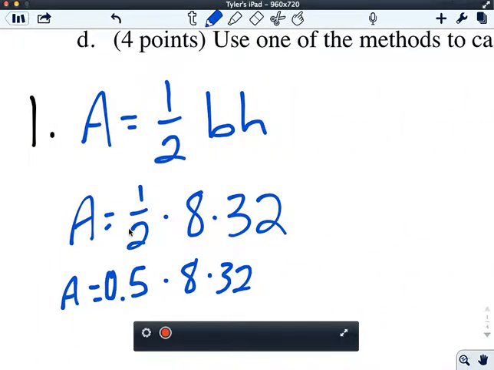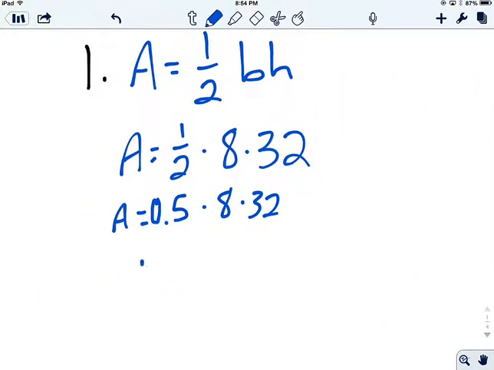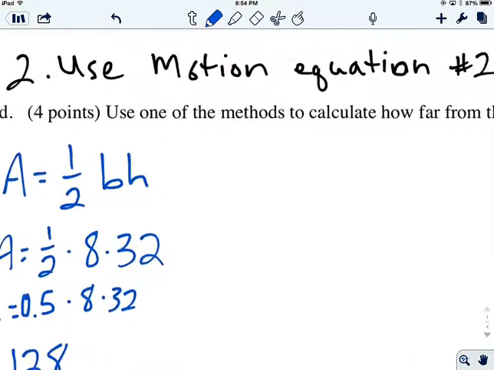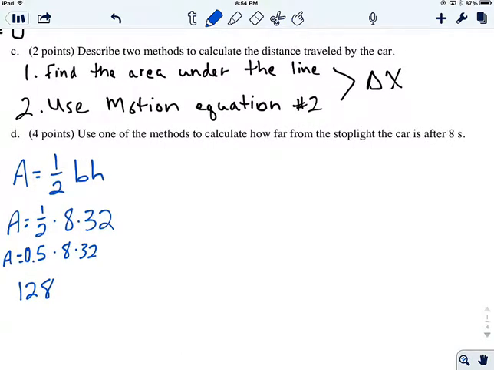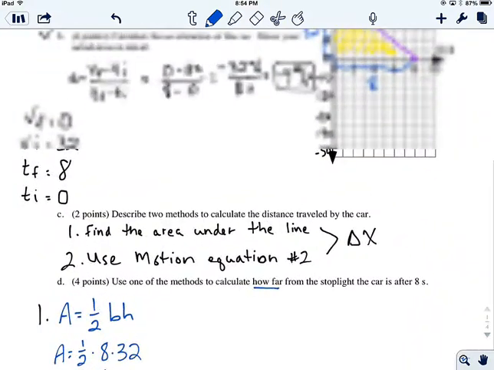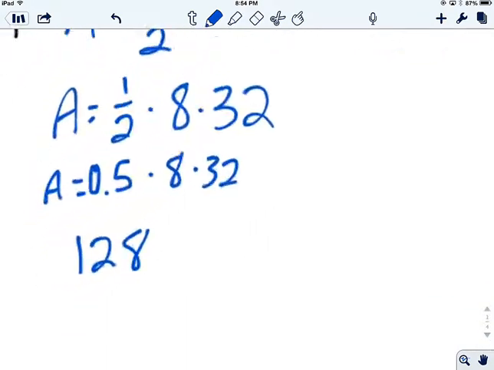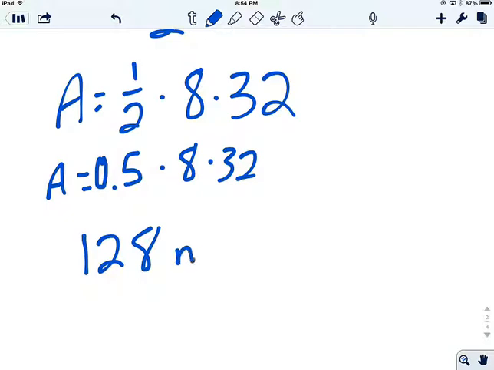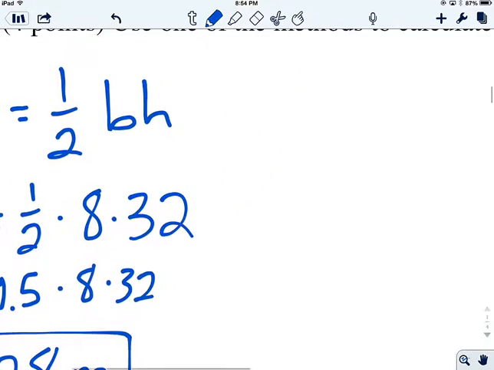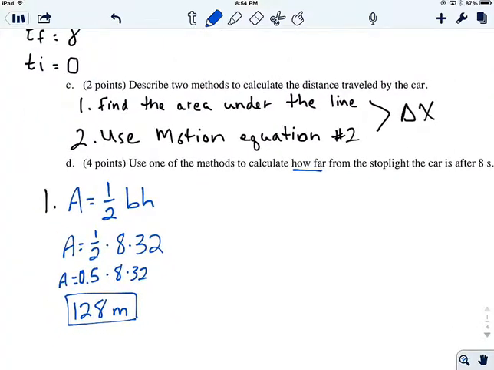So my answer here is 128, and that's how far from the stoplight, so it's got to be a distance. This thing was in meters per second, so that's going to be 128 meters. Cool. All right, now let's use my second method. We said that was to use motion equation number 2.